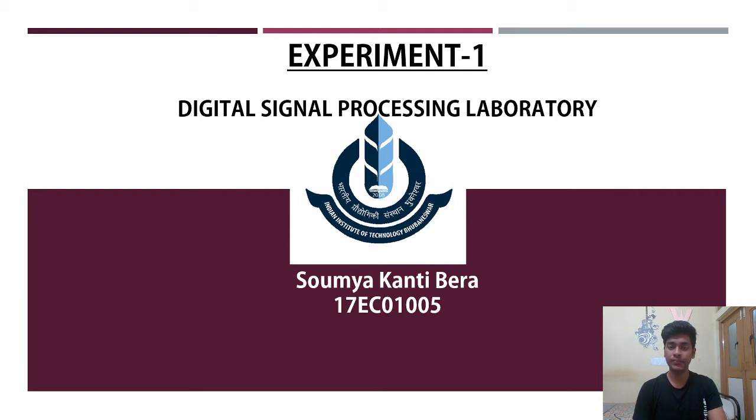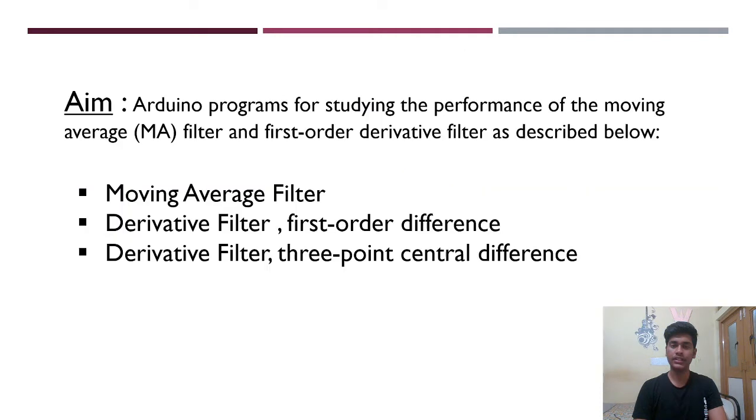And in this video, I am going to talk about the first experiment of our Digital Signal Processing Laboratory course. In this experiment, our aim is to write an Arduino program for studying the performance of moving average filter and first order derivative filter. The three filters we'll be discussing in this video are: a moving average filter, derivative filter, first order difference, and derivative filter, 3-point central difference.